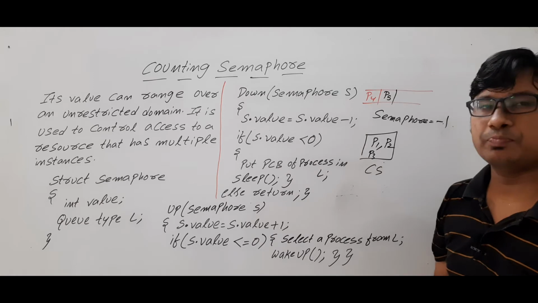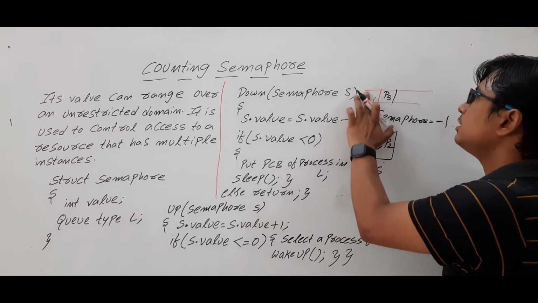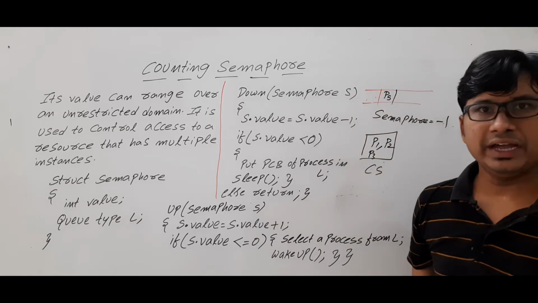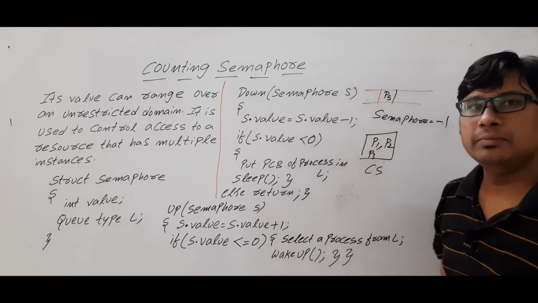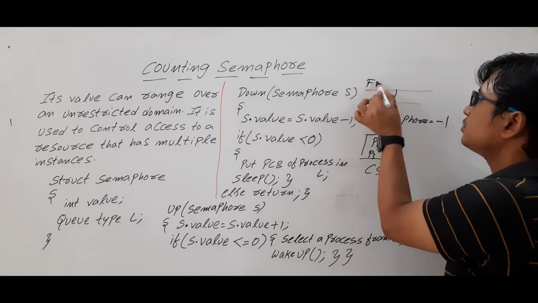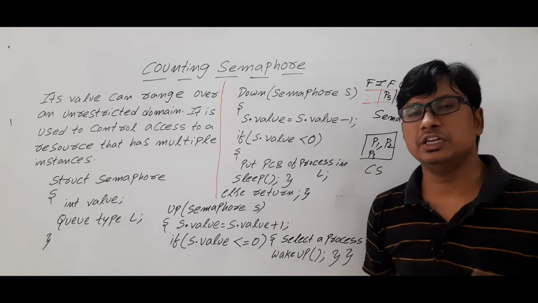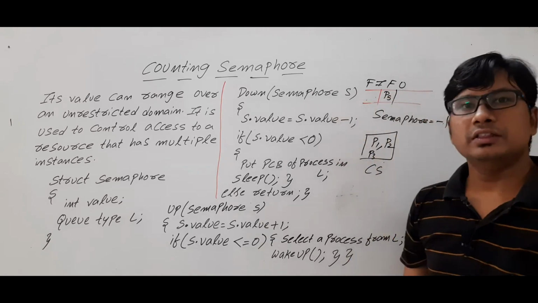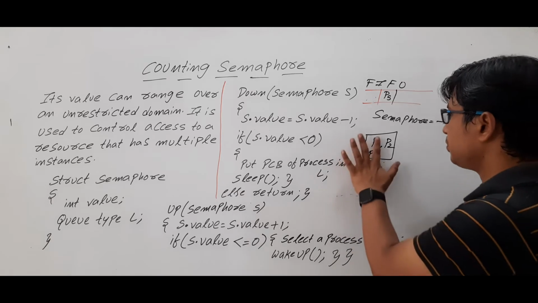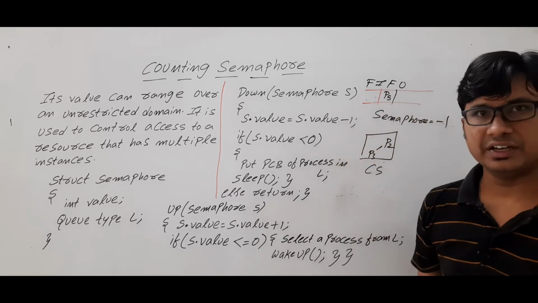So process P1 will wake up process P4. Why? This is implemented using a queue, which is first in first out. Which process entered the sleep state first? Process P4. That process will be woken up. So process P1 has left the critical section.